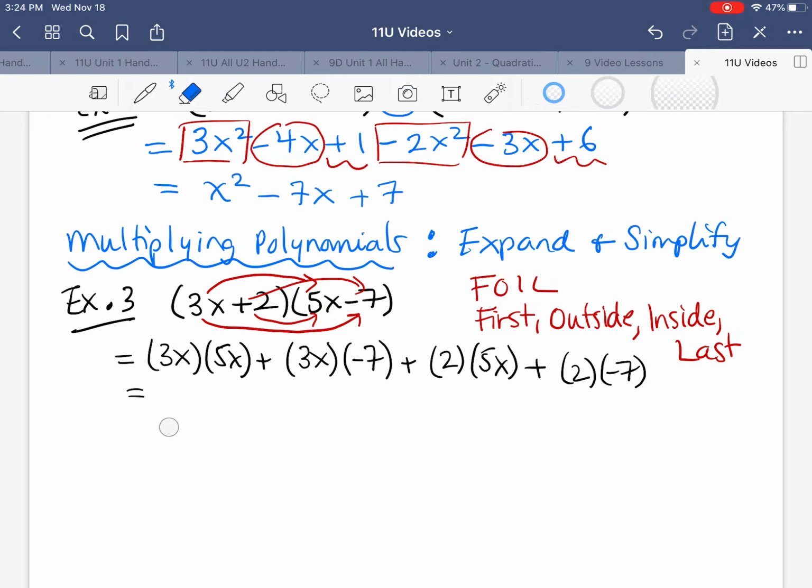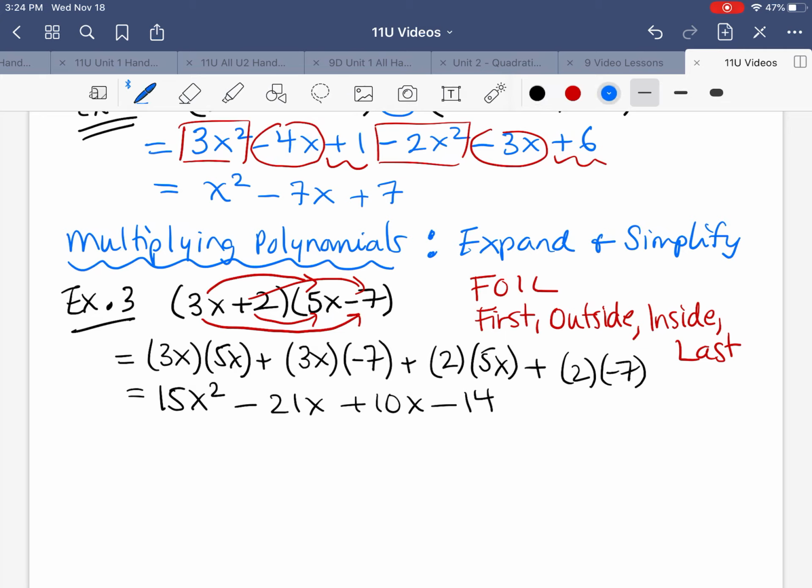And now we're actually going to multiply all these pairs together. So 3x times 5x gives us 15x squared. 3x times negative 7 gives us negative 21x. 2 times 5x gives us 10x. And 2 times negative 7 gives us negative 14. And we just need to collect our like terms, and we have those two like terms right in the middle here. So we end up with 15x squared minus 11x minus 14.